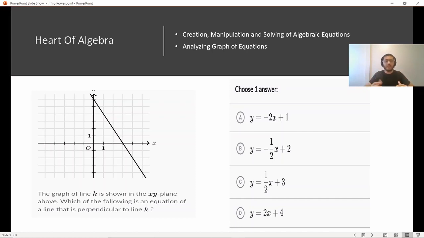So I guess you're seeing a mirrored image of what I'm trying to show. Line K would look like this to you, and any line perpendicular to it would have to be like this, bending upwards. And all of the choices given to me are in the format y equals mx plus c, where the coefficient of x, m, denotes the slope, and c is a constant. So I know just from looking at this figure that if I want a perpendicular line to K, its slope has to be positive.